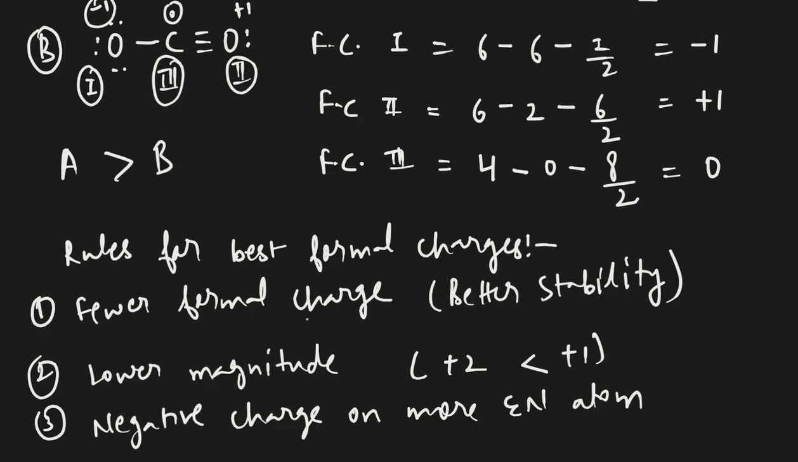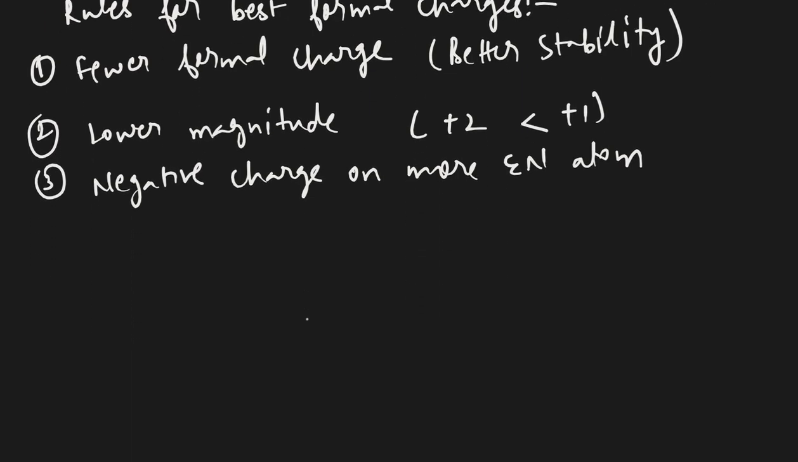Similarly, I'll take another example: the sulfate ion. Let's just draw the sulfate ion. How to draw that, I'll explain in the next class. Right now I'm just showing the structure along with the charges. Okay, let's say sulfate ion. It has a total charge of 2 negative.